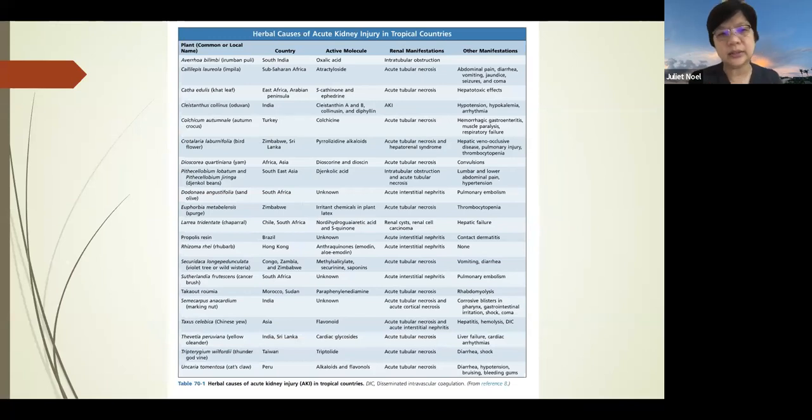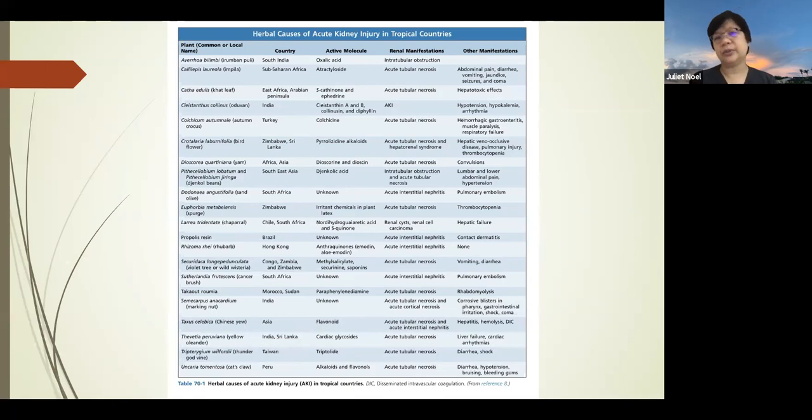You can look at that. I mean, just to know, you don't have to memorize this. So different plants and where they are common, no? So these are their renal manifestations.